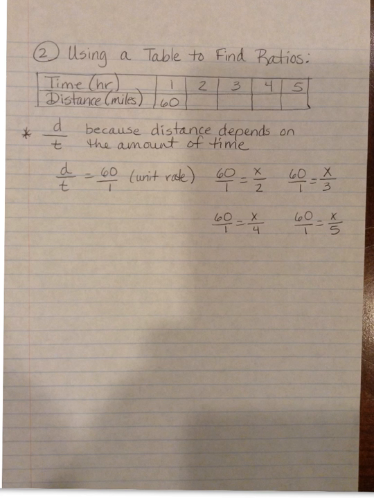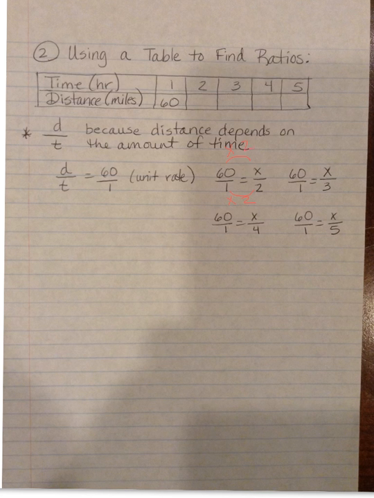So 60 over 1 is going to equal x over 2, because I want to find how far I will go in 2 hours. So the way I do that is I look at the 2 ratios I have, and to create a proportion I have to make equal ratios. So to go from 1 to 2, I multiply by 2. So whatever I do on the bottom, I have to do to the top. So if I multiplied by 2 on the bottom, then I'm going to multiply by 2 on the top.